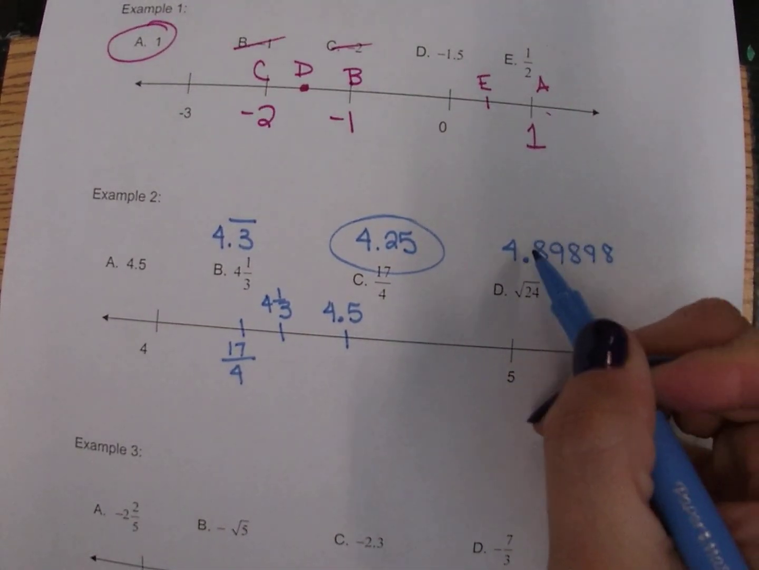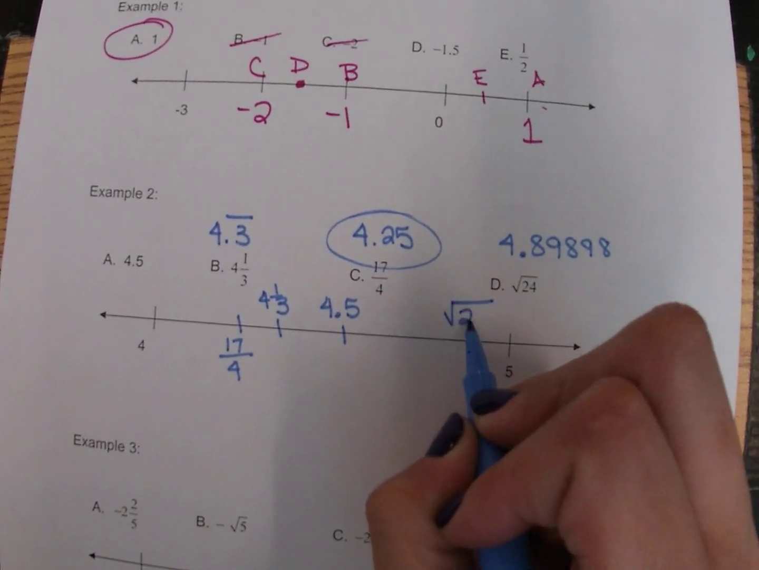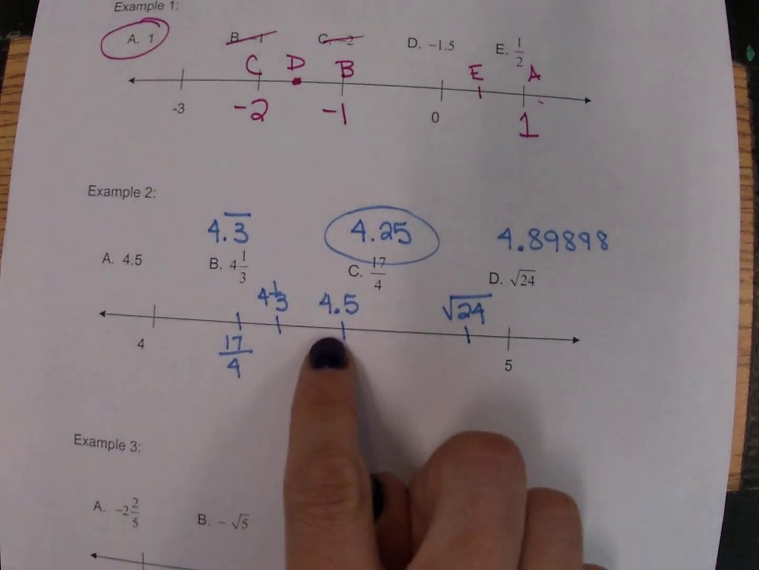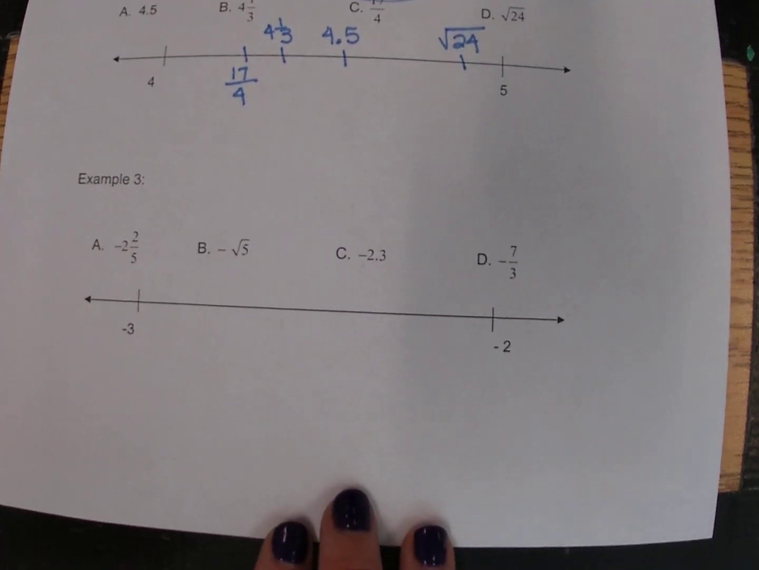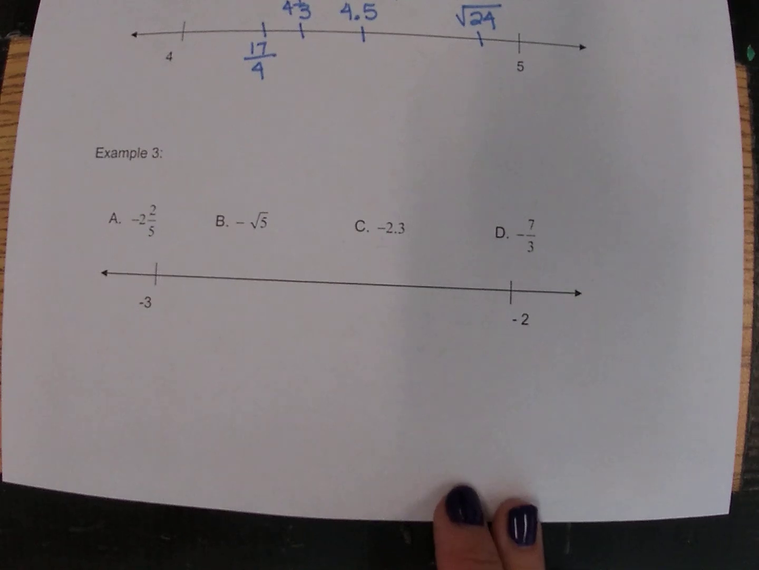Okay, and 4.8, okay, now we're going to be way over here closer to 5. So here's our square root of 24. Now, you might not have the exact spot marked on the number line, but what I'm looking for is that you have values closer together that should be closer together, and values that are farther away, further away. Whether or not you're exactly halfway in the middle of the number line, that's not going to be as important. Okay, so let's take a look at example 3 here.